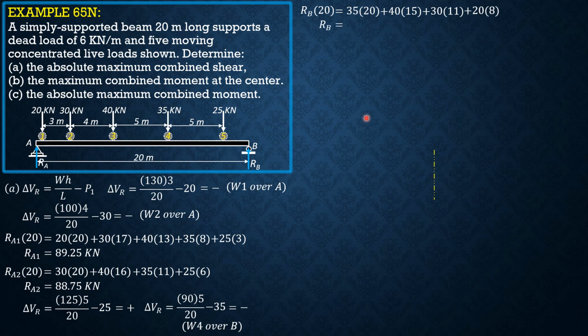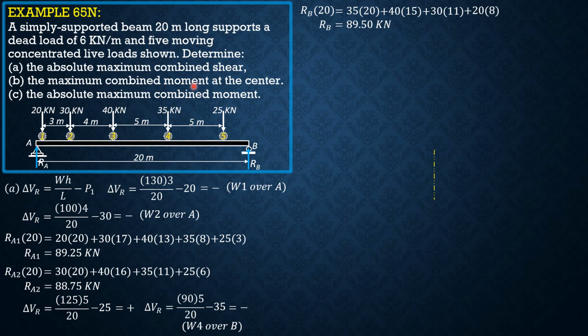Solving for RB, R sub B is 89.50 kilonewtons. This is greater than 89.25 and greater than 88.75. Therefore, this is the absolute maximum shear due to the live loads. So we will use this combined with the dead load.